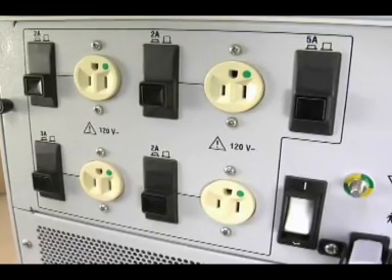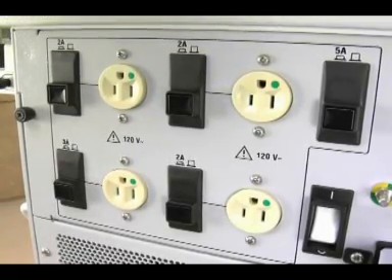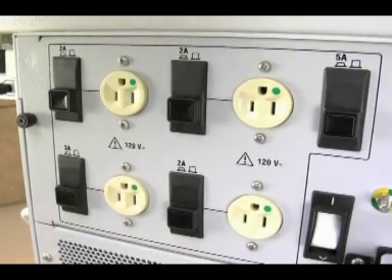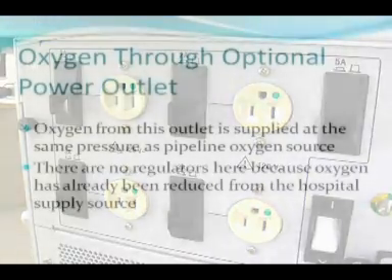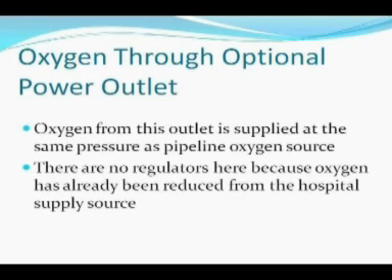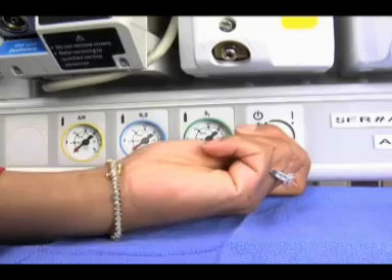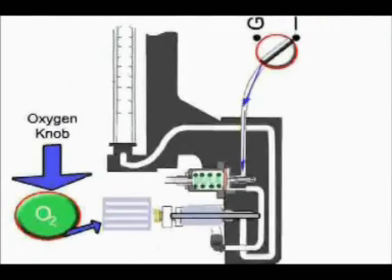Oxygen also flows to the optional power outlet, which is located on the back of the machine. Equipment can be connected here if it requires pneumatic power, as used with the ventilator or auxiliary oxygen flow meter. Oxygen from this outlet is supplied at the same pressure as pipeline oxygen source. There are no regulators here. Oxygen is already regulated from the hospital supply source. Oxygen is also supplied to the system switch, and when turned on, it goes to the flow assembly, and the provider is allowed to adjust the amount of oxygen that is delivered to the patient.